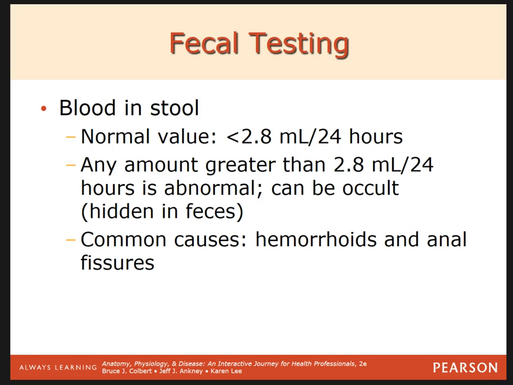Now, when we do fecal testing, we actually can test for blood in stool. So there's going to be a normal value, getting rid of some blood cells and things like that. We want it to be less than 2.8 milliliters in a 24-hour period. Any amount that's greater than 2.8 milliliters is abnormal. And it could be occult, which means that it's hidden in the feces.